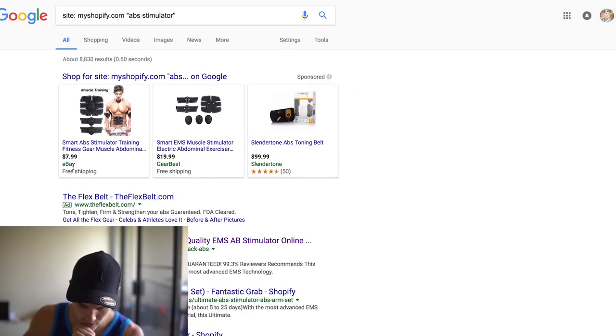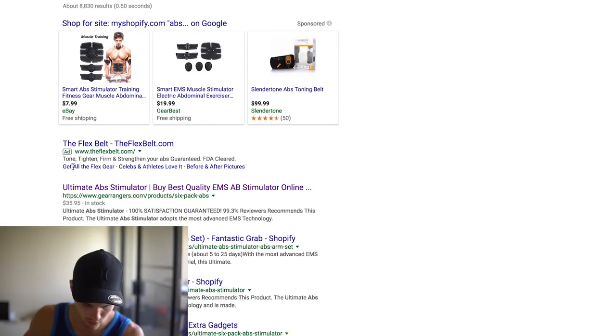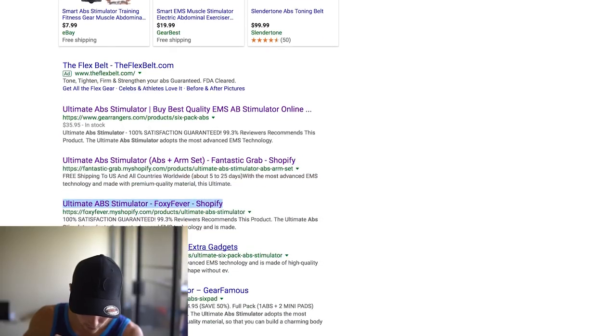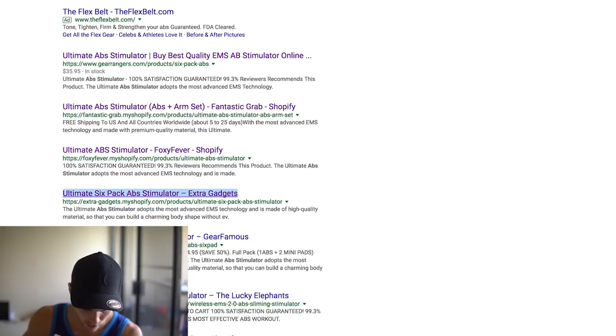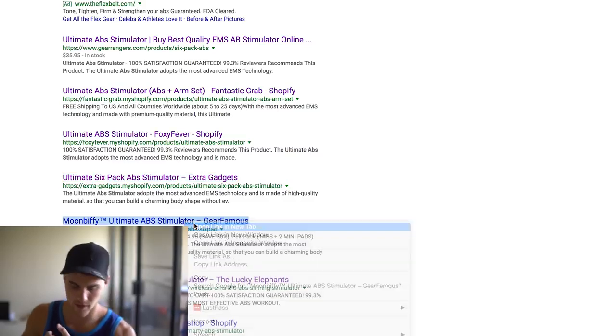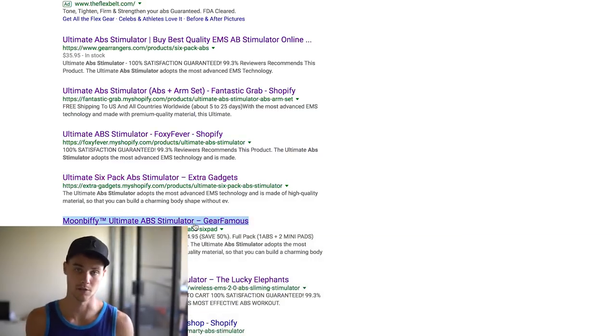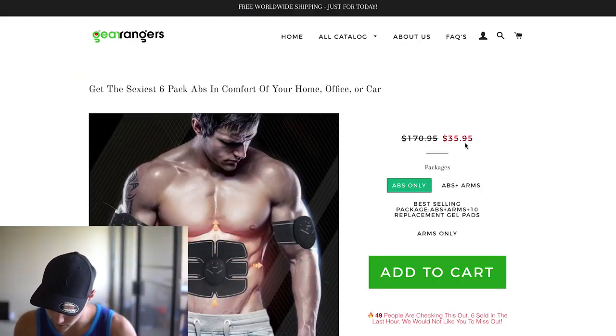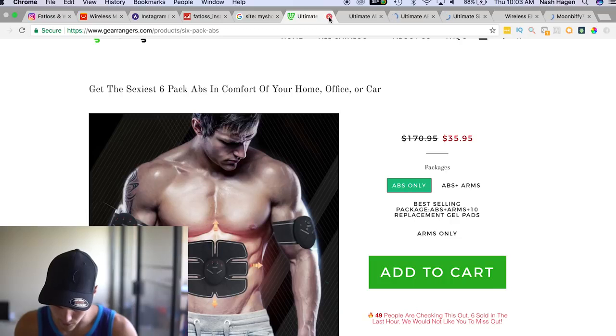So eBay is selling it for $7.99, which was what the other one was. But let's open up these. Fantastic Grab, Foxy Forever. So I usually like to just open up like 5 or 6 of them, just to get a general vibe for how much I should actually charge for the product. So let's see. Looks like they're selling it for $35. Okay, so that's good margins.